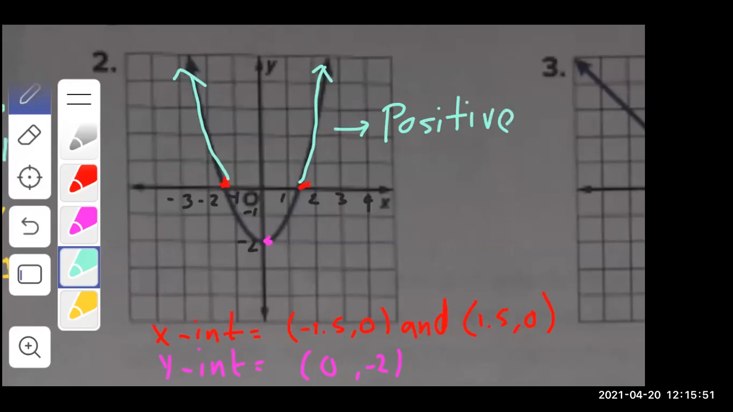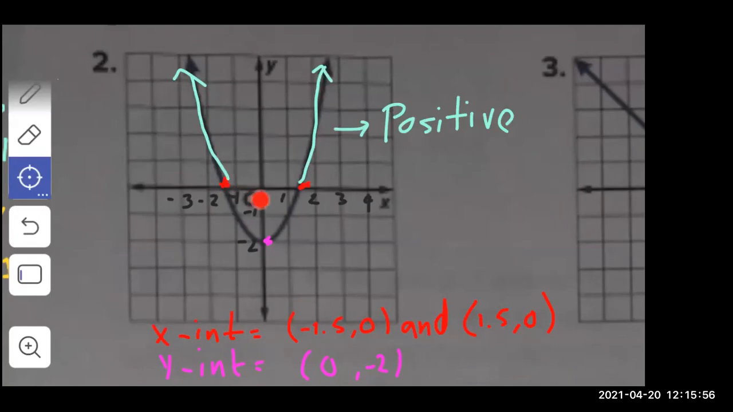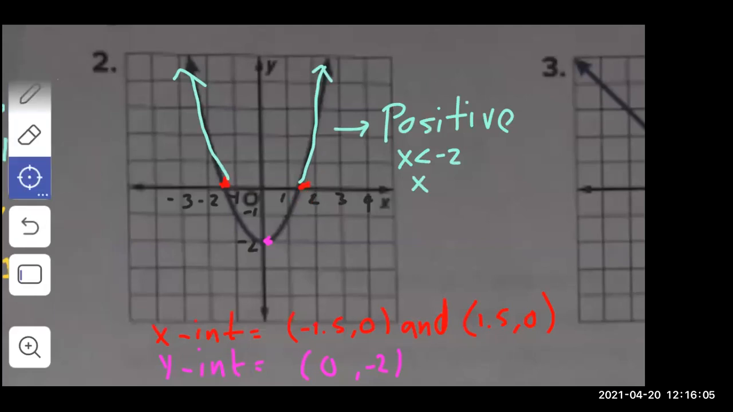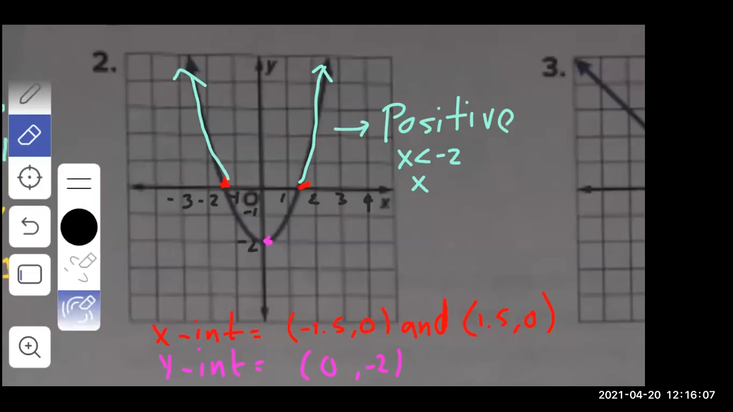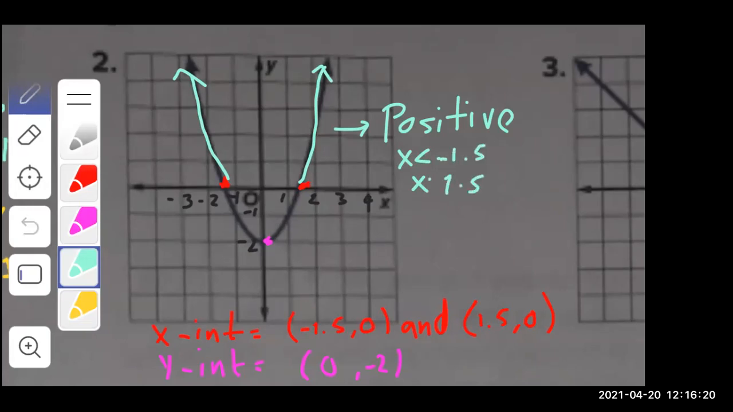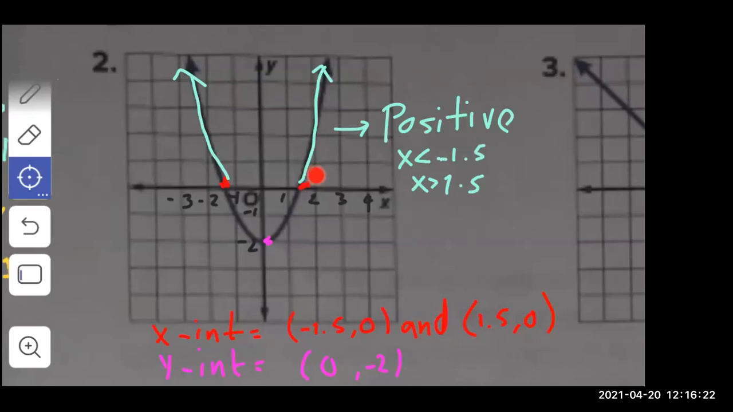Positive. Okay, and what are the points, guys? Maybe this point is positive from -2. X less than -2, and x greater than what? No, it's 1.5. Sorry, my bad. It's -1.5. It's not 2. Let me correct that. x less than -1.5, and the other one is positive 1.5, x greater than 1.5. All the values greater than this to the right.